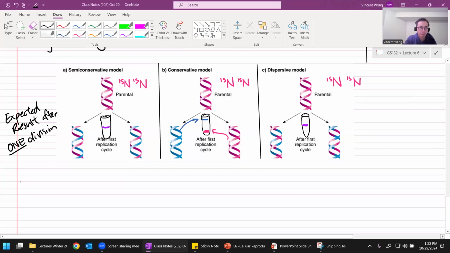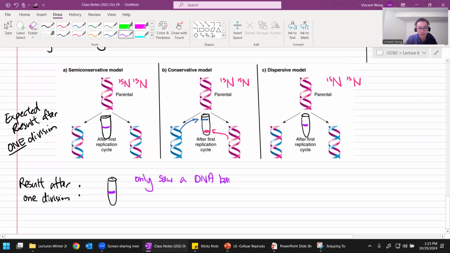All right, so let's see. Result after one division. Okay, these are the expected results. The actual result was that they only saw one band in the middle. So what does it mean? Only saw a DNA band in the middle. So what does it mean?